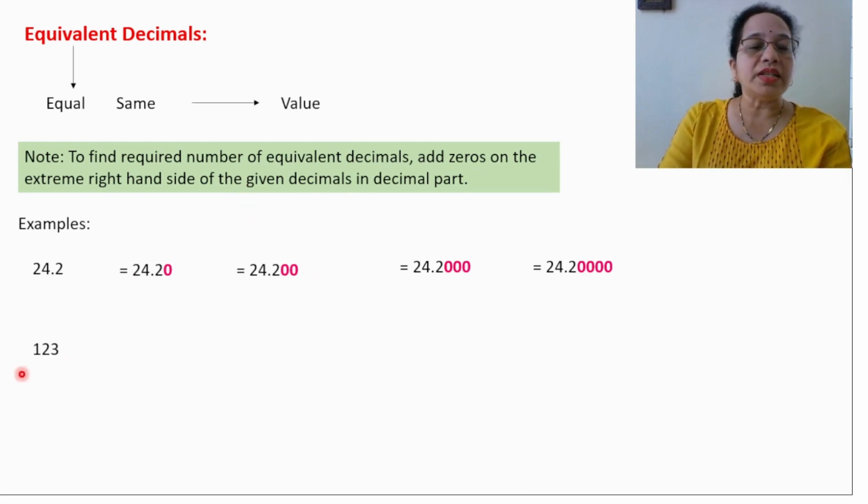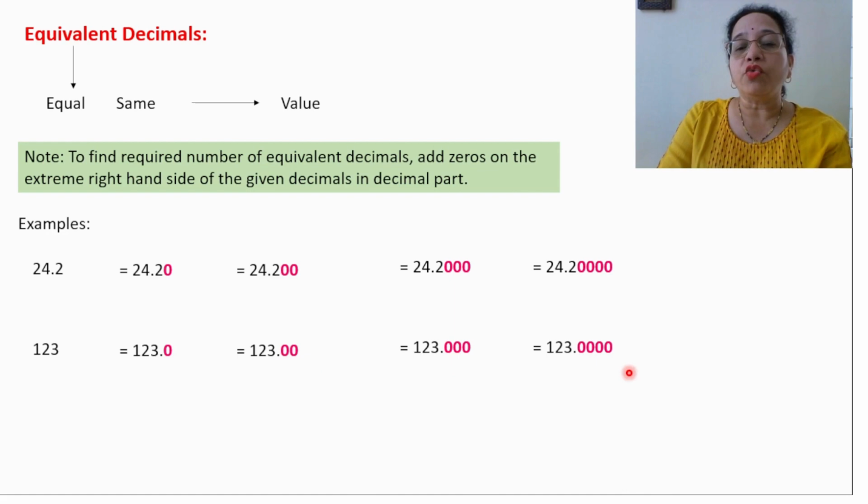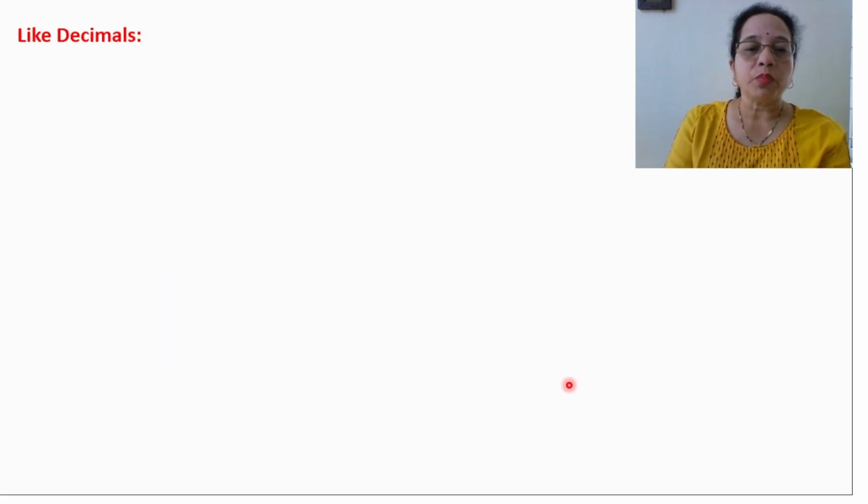Let us take one more example, 123. Here there is no decimal point. If you add 0 without a decimal, 123 will become 1230. The values will be different. To get the equivalent decimal, first we need to put a decimal point, and after the decimal we will write 0. Now you can add two zeros, three zeros, four zeros after the decimal on the extreme right hand side to get the equivalent decimal. So I think your concept is clear for the equivalent decimal.